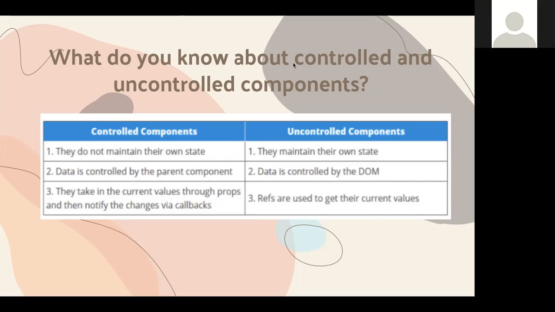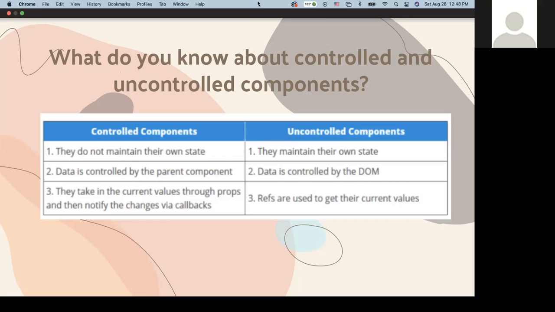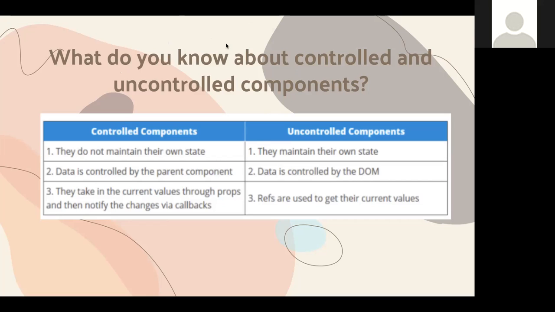So generally speaking, an uncontrolled component is not going to use anything like context, props, Redux, state, all that stuff. It's going to use almost vanilla JavaScript to handle all the values. You can still return JSX in the uncontrolled component. It's just that it's not going to grab any of the values using React stuff.